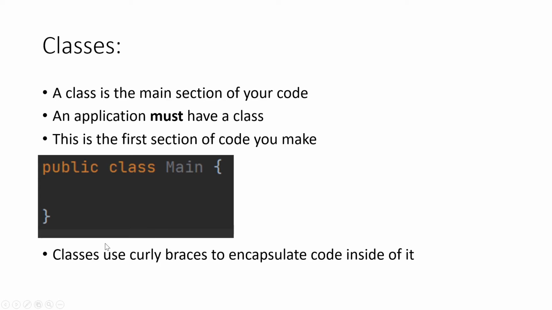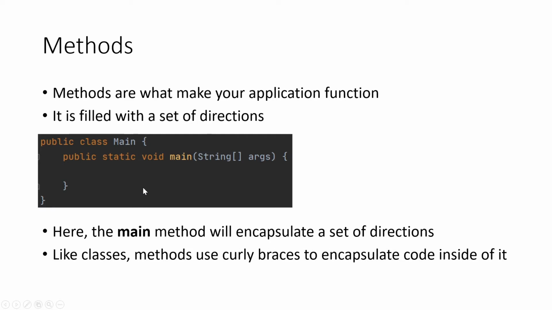Classes use curly braces right here in order to encapsulate all the code inside of them. In between these curly braces, there are going to be methods and interior code that allow the Java application to run. Basically, a class encapsulates almost all the code you're going to need in order for the application to run.